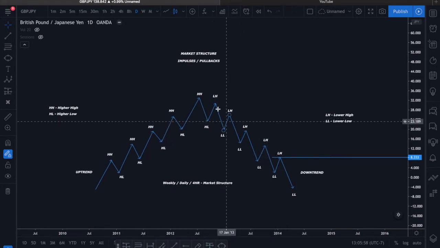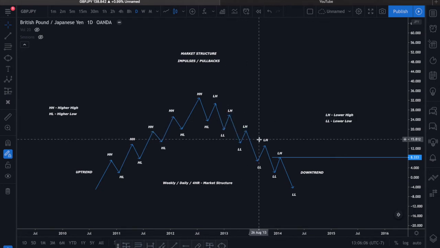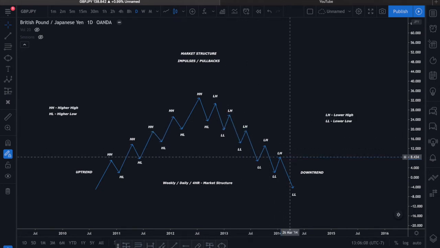And then a downtrend is the same thing. We have lower lows, lower highs, lower lows, lower highs. This low is below the previous one, and this high is below the previous one, so lower lows and lower highs. Really simple stuff.